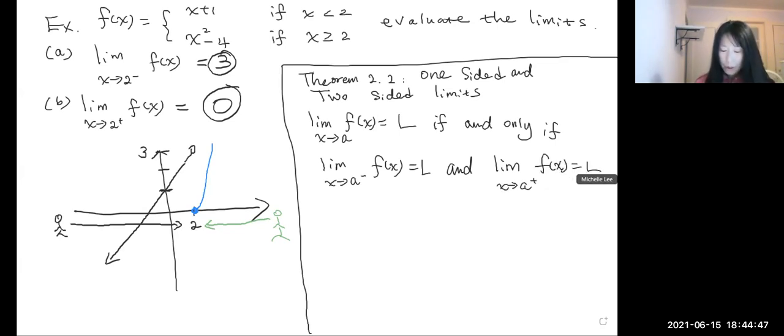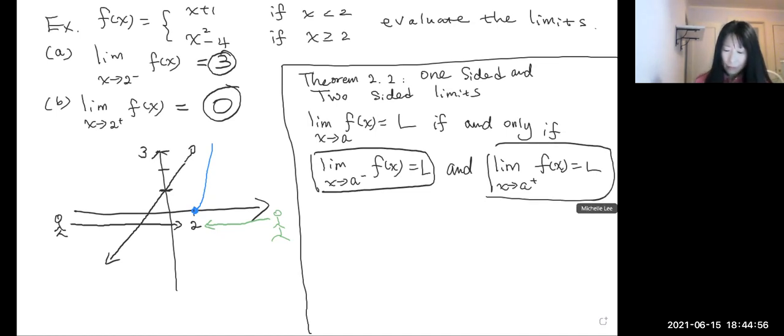Okay, so from two sides, from the left and from the right, the limit goes to L, where L is a number. We can say that as x approaches a, the limit of the function goes to L. So they have to match. That makes total sense. That's correct.